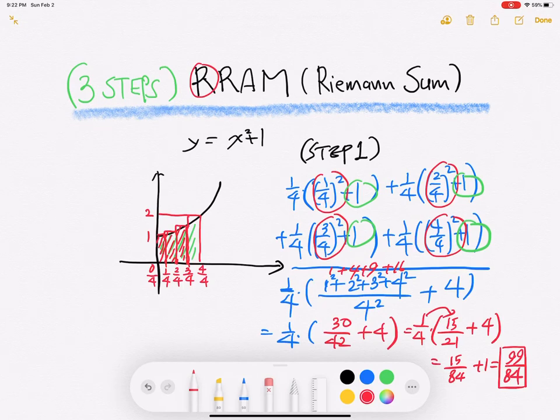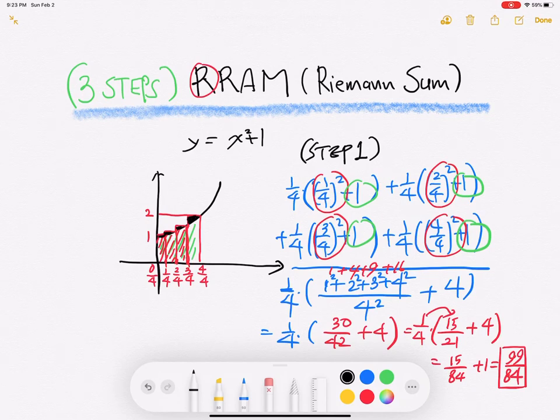Okay. This is the 4 rectangles' area, right? This area is supposed to be an overestimate because the rectangles' area is bigger than the actual area under the curve. How much bigger? Just this much bigger, right? So in this case, RRAM is an overestimate. Not always, but this graph is an increasing function. Mostly, for an increasing function, the RRAM value is usually an overestimate.